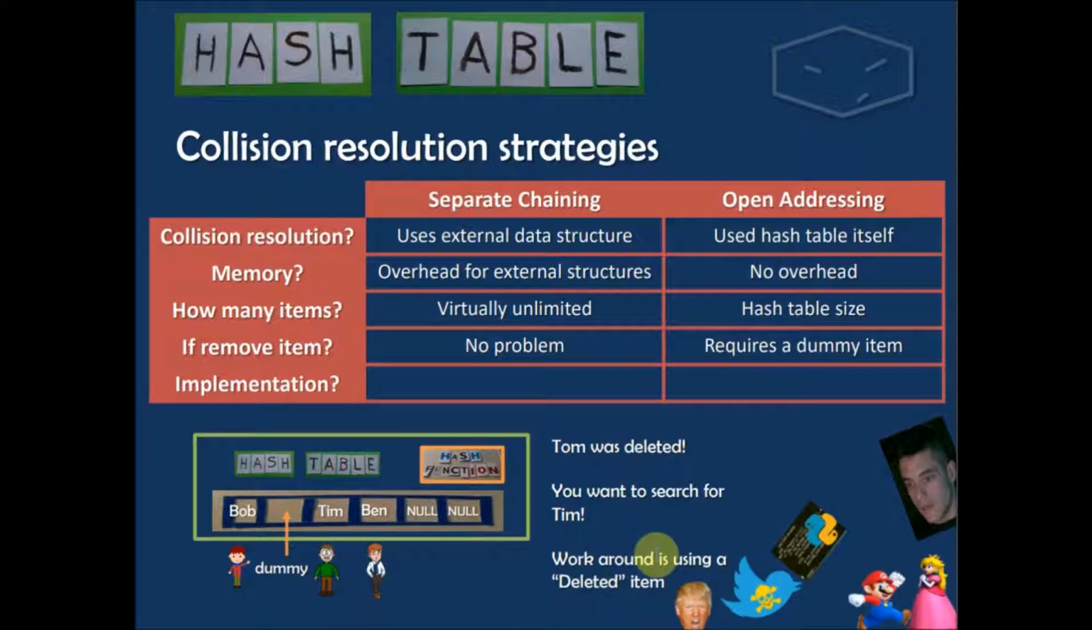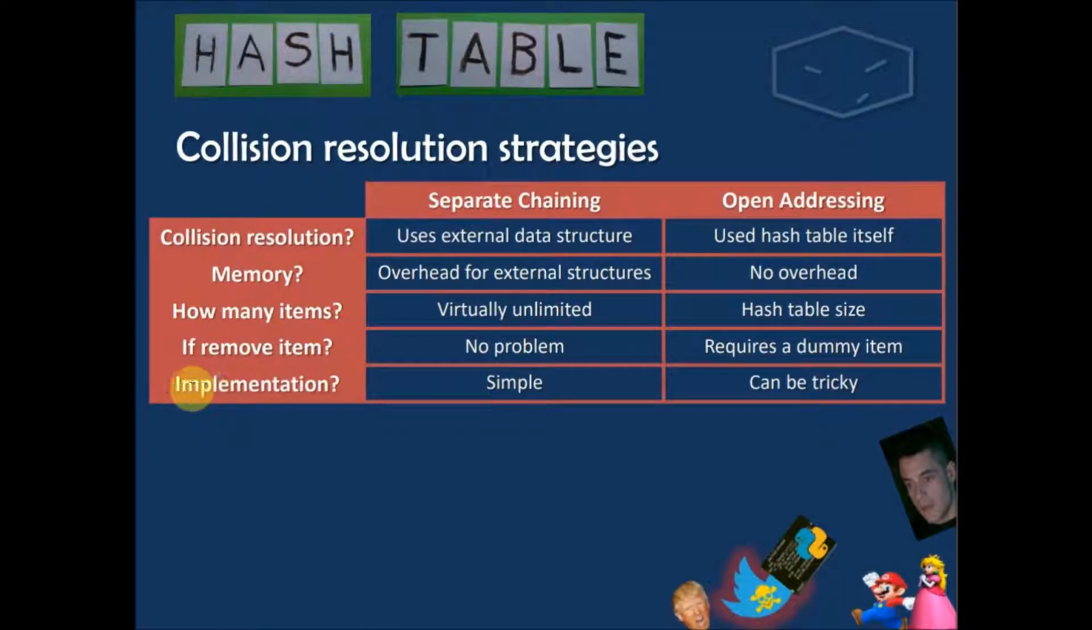A workaround for this is using a deleted item, a dummy item. So we go here to the first position, it is not here, we go here, oh, we find a dummy. A dummy means this position is free, but if you are searching, continue the search. So we go to the next position and finally we find Tim. Next, about the implementation, separate chaining is simple. Open addressing can be tricky because it requires some workarounds like this one.